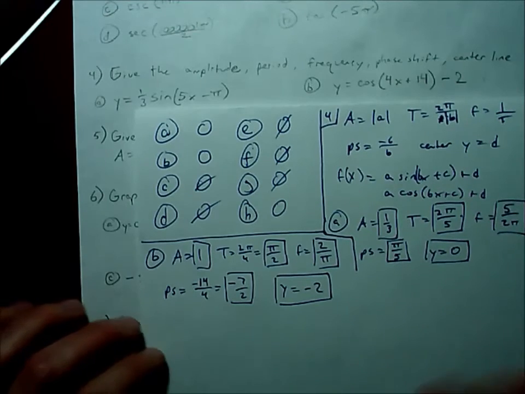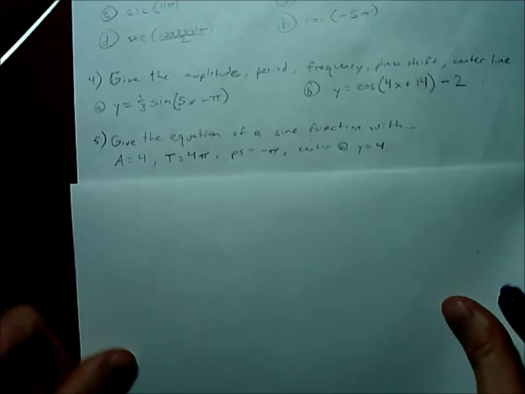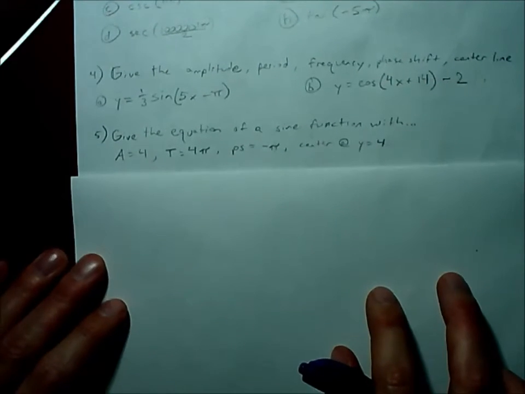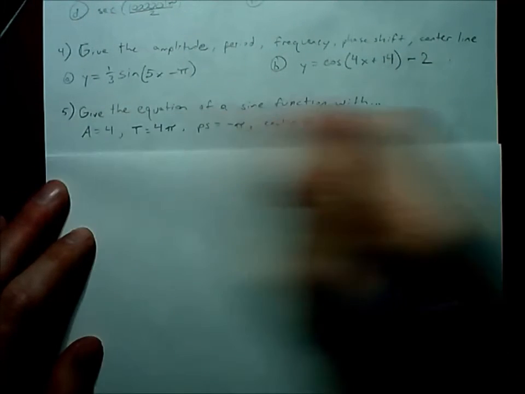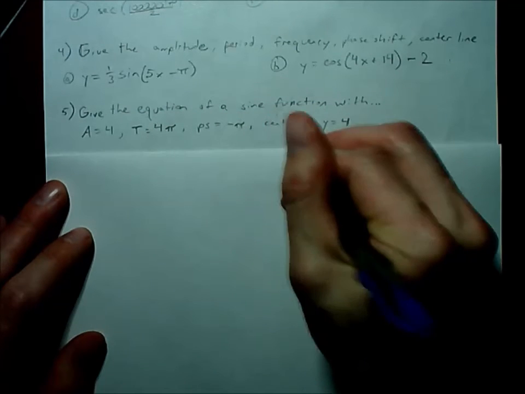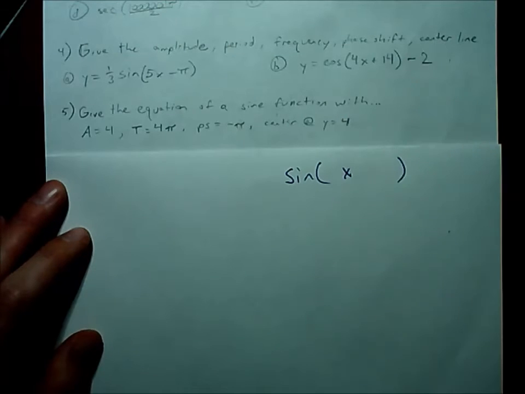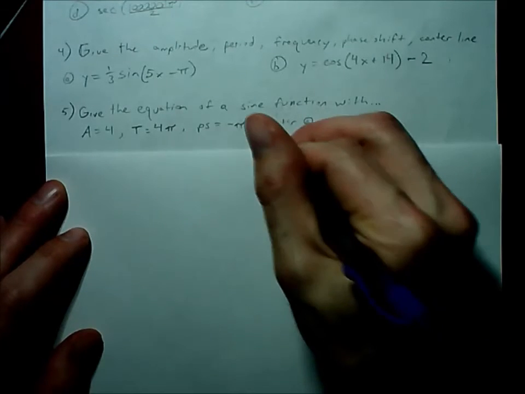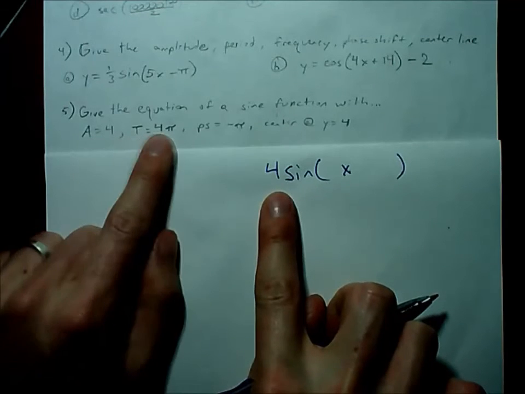Now, number 5. So a related question, we want to give the equation of a sine function with this amplitude. So first off, we know that the function is going to be sine of something. There's an x in there somewhere. So the amplitude is this a value right here. So the amplitude is going to be 4, so we put a 4 there. The period is 4 pi.